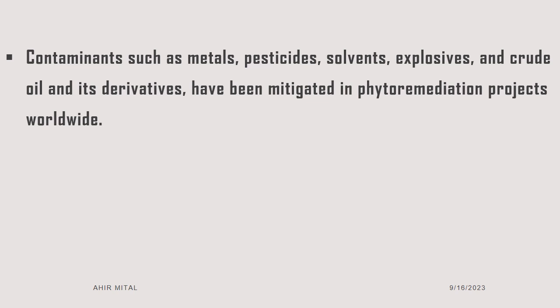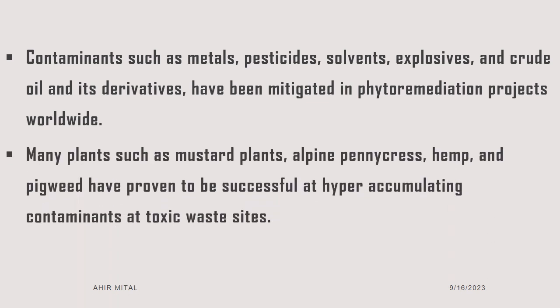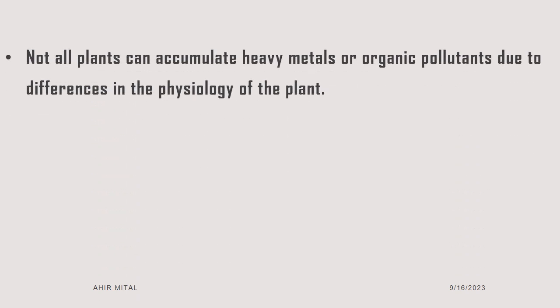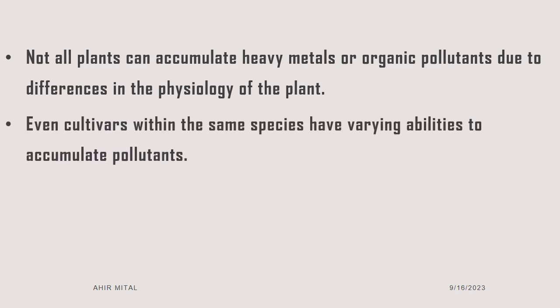Contaminants such as metals, pesticides, solvents, explosives and crude oil and its derivatives have been mitigated in phytoremediation projects worldwide. Many plants such as mustard plant, alpine pennycress, hemp and pigweed have proven to be successful at hyperaccumulating contaminants at toxic waste sites. Not all plants can accumulate heavy metals or organic pollutants due to differences in the physiology of the plant. Even cultivars within the same species have varying abilities to accumulate pollutants.